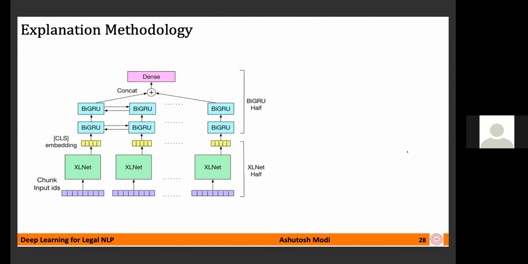So here is the diagram for the best performing model. Basically, since the documents are super long, we divide them into chunks, as you can see at the bottom. These chunks are contiguous sequences of 512 tokens, and they go as input to XLNet, which is a transformer-based architecture. From XLNet, we get the representation for each chunk. This we obtain via the CLS embedding of the output.